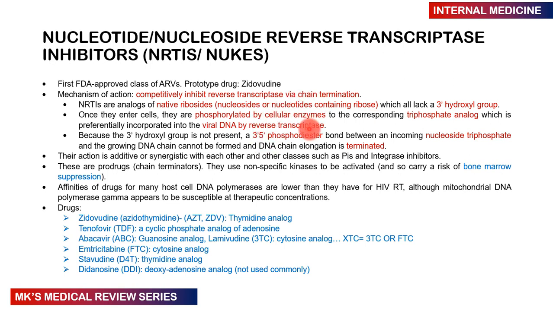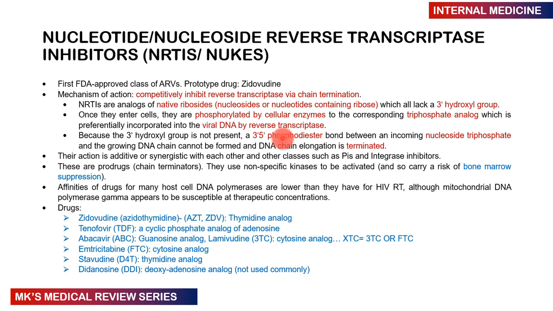Now the reverse transcriptase adds this nucleotide analog to the elongating chain of the viral DNA. Remember that the 3' hydroxyl group is not present, so you can't form the 3'-5' phosphodiester bond. It means that the incoming nucleoside triphosphate can no longer be added to the chain. That leads to the ending of the process. So this is chain termination. The chain can no longer elongate.